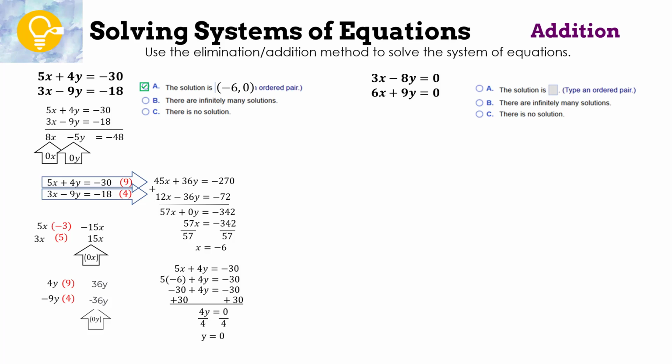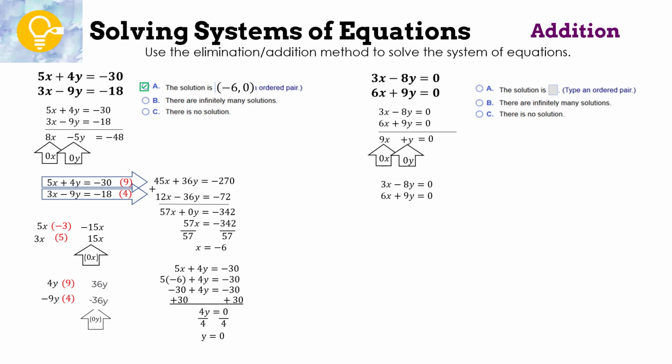Let's look at the second one. 3x minus 8y is 0. 6x plus 9y equals 0. Let's add down. Let's see if we get lucky. 3x plus 6x is 9x. Negative 8y plus 9y is y and equals 0. No, we don't get lucky. We don't get a 0x and we don't get a 0y.